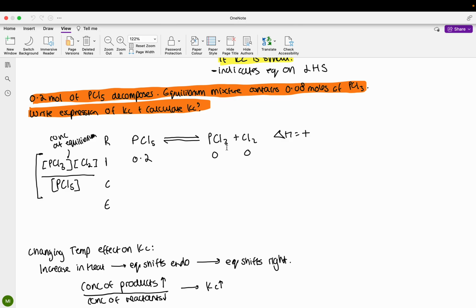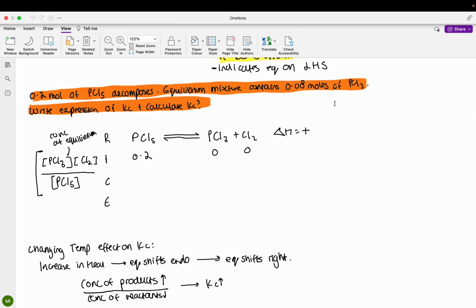We skip this C and we go to the equilibrium. We look back at the question and we say that the question says at equilibrium there is 0.08 moles of PCl3. So we can fill in over here PCl3 0.08. And from here on out it's just basic maths.